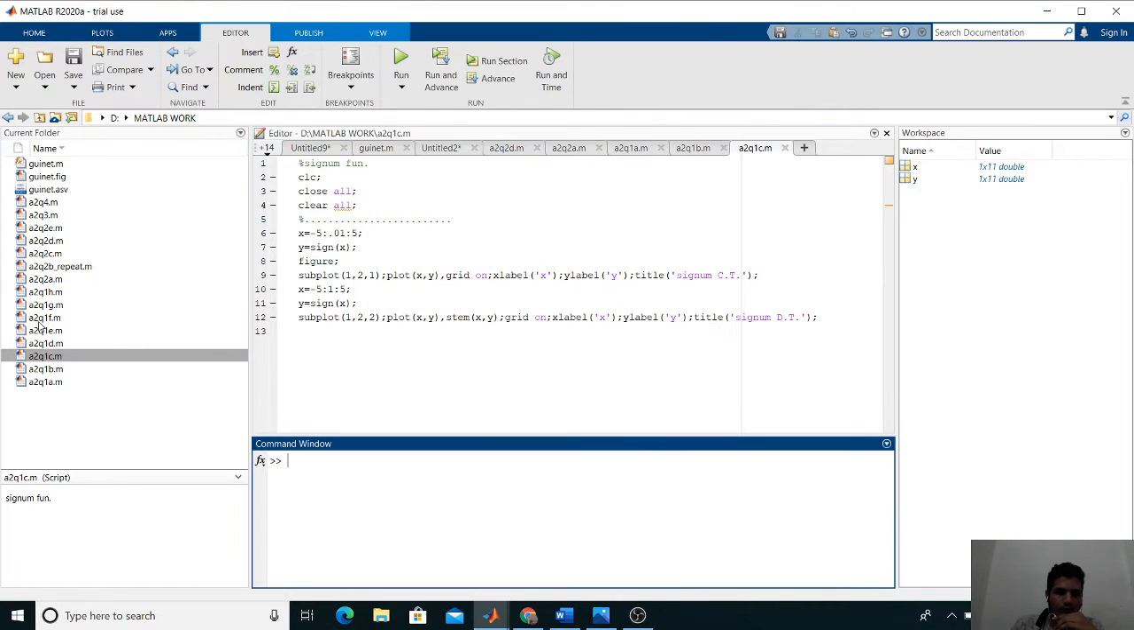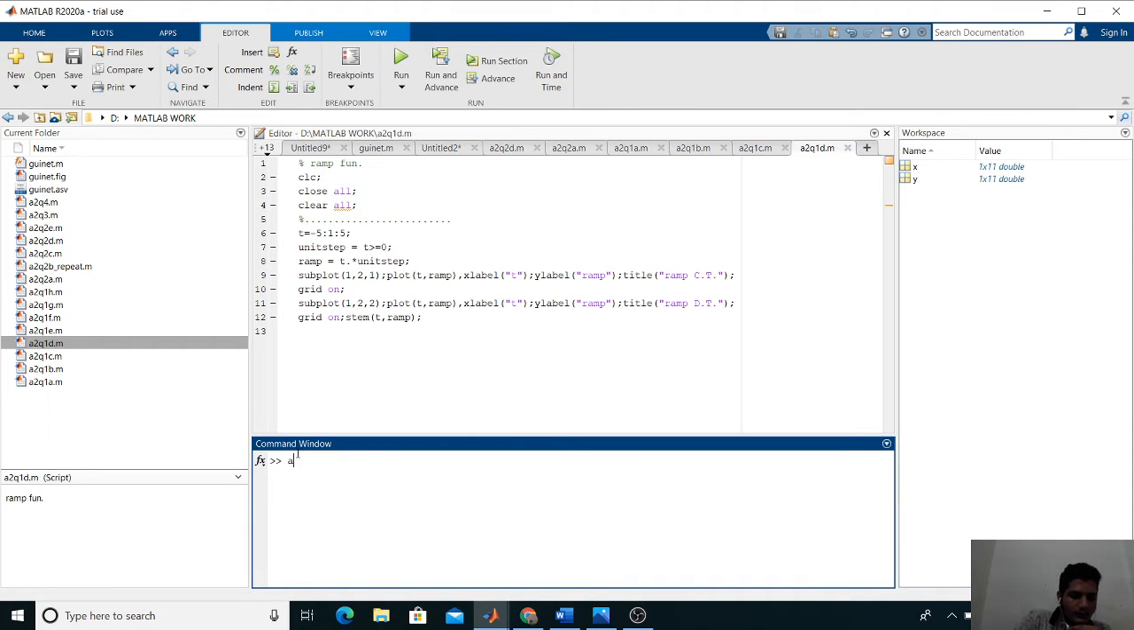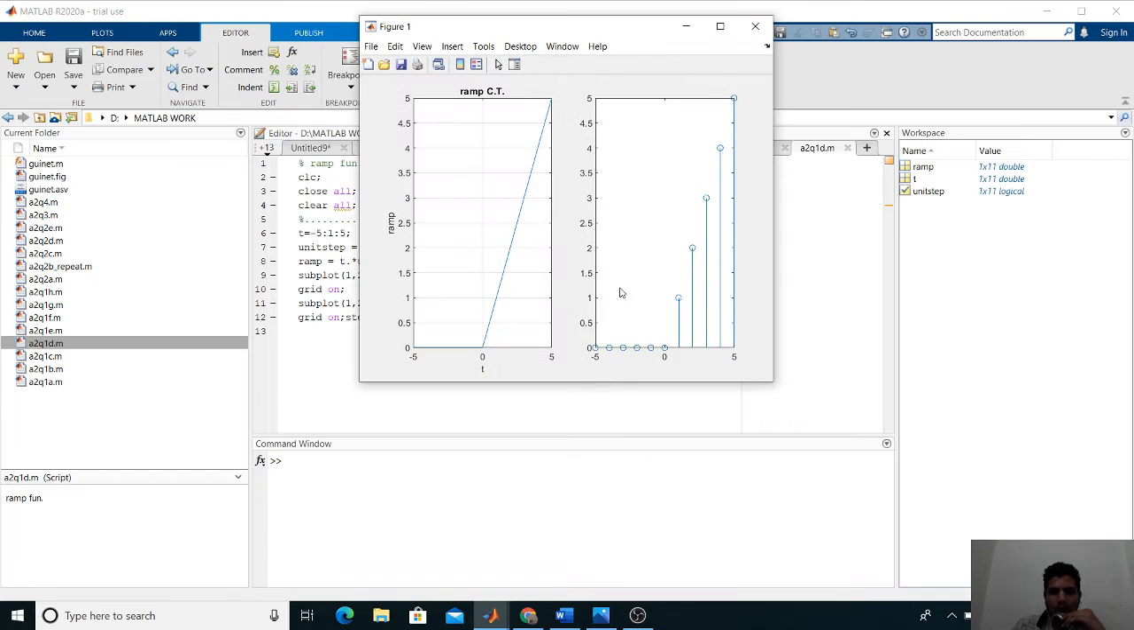Okay, so let's move to another part, D. This is the ramp function. For the ramp function, we already defined the unit step function earlier, so it's simply t times the unit step function. So let's run it. A2 Q1 D, how does it look? It will look like this. This is continuous, and this is the discrete function.